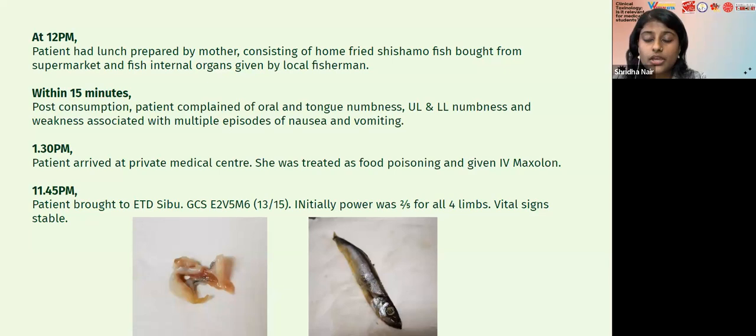At about 1:30, which was 1.5 hours after, the patient arrived at a private medical center, and she was treated as food poisoning and given IV Maxolon. At 11:45 p.m., the patient was brought to ETD Cebu Hospital. Her GCS at this time was E2V5M6, so 13 out of 15. Initially, her power was 4 limbs. Her vital signs were stable at this time.